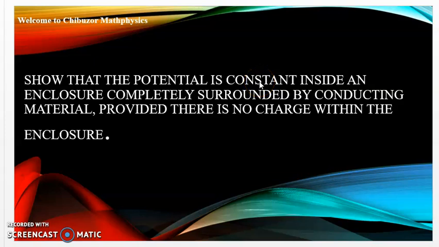Welcome back to today's video, and I would like us to look at this question on electrodynamics. This is one of those questions that relate us to the uniqueness and boundary condition theorem. Here we are given this question: we are to show that the potential is constant inside an enclosure completely surrounded by conducting material, provided there is no charge within the enclosure.